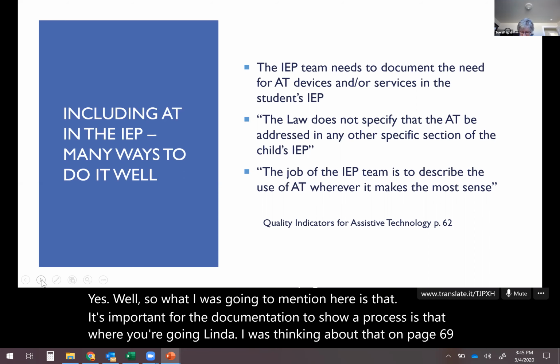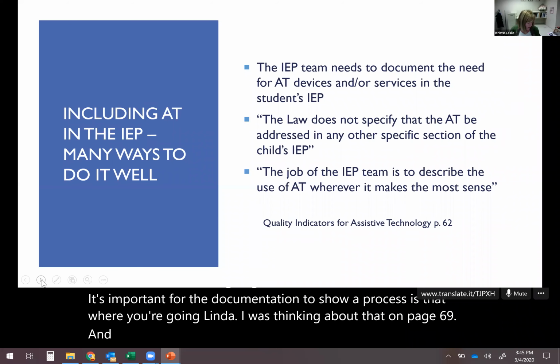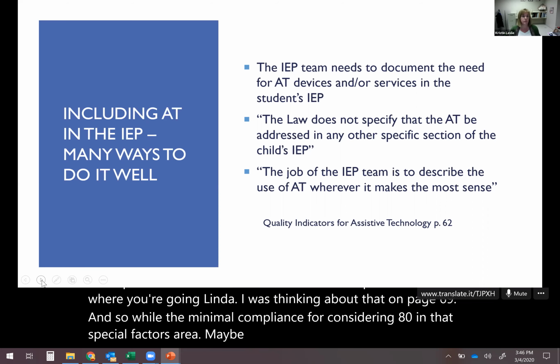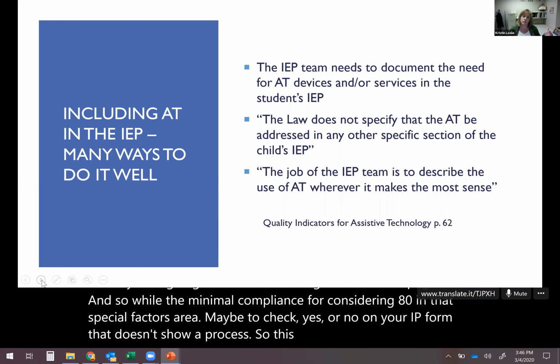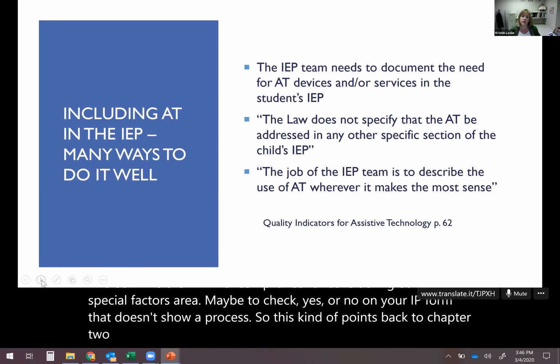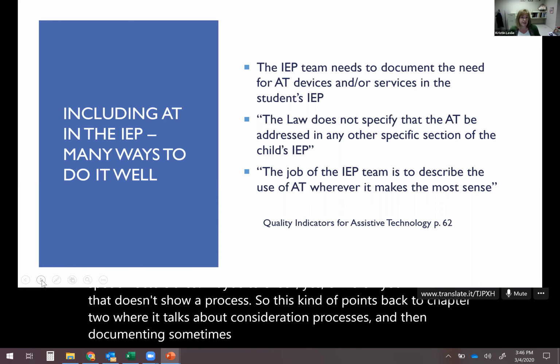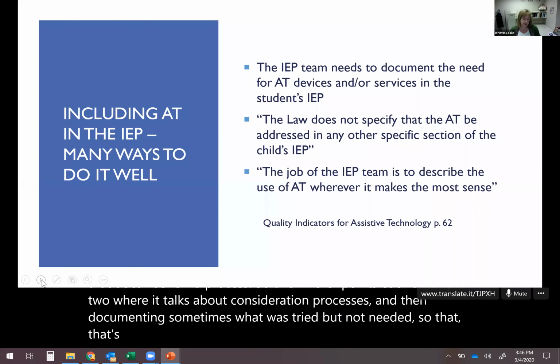Yeah. And so while the minimal compliance for considering AT in that special factors area may be to check yes or no on your IEP form, that doesn't show a process. So this points back to chapter 2, where it talks about consideration processes and then documenting sometimes what was tried but not needed, so that that's shown as the process.